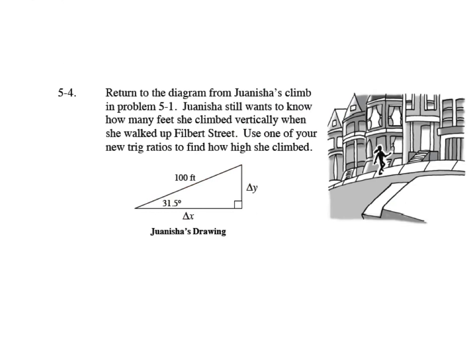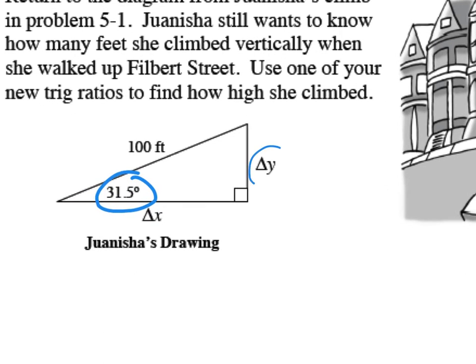So moving on to problem 5.4, it says return to the diagram from Juanisha's climb in problem 5-1. Juanisha still wants to know how many feet she climbed vertically when she walked up Filbert Street. Use one of your new trig ratios and find how high she climbed. Well, if I want to do that, this again is my angle of reference, and I want to find this side length, the change in y. The change in y is the side length opposite my given angle, and I also know the hypotenuse.